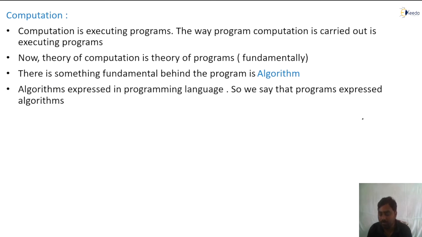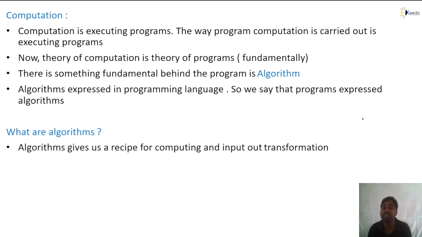So now what is the algorithm giving? Algorithm is a kind of recipe for input-output transformation. What is input? Collecting all the raw material and getting output. We process step by step. So let me take a definition for algorithm. Algorithm gives us a recipe for computing. In computing you have to do the process of input-output transformation. Yes or no?